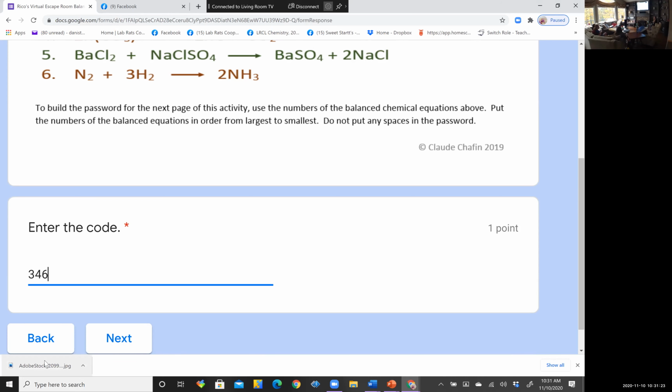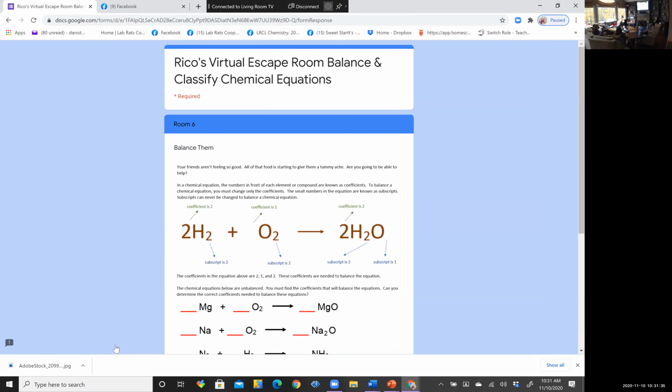We have to put it largest to smallest. So what does it say? Put the numbers from largest to smallest. So he's right. It's going to be 6, 4, 3. And that's the answer. Fingers crossed. Oh, we are doing good, guys.